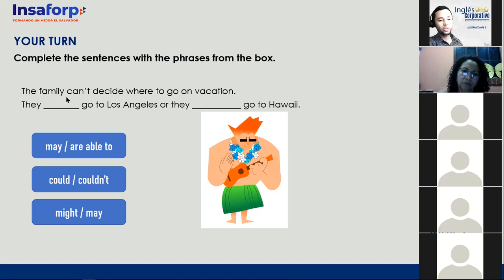Okay. So the family can't decide where to go on vacation. They, and then you have the options, go to Los Angeles or they go to Hawaii. So which one is correct? May and are able to, could or couldn't, or might and may. Which one is correct? On each of the buttons are the two possible answers that can go here. For example, if it were this one, may would go here and in the other, are able to, right? So, which of the three is correct to complete this sentence below?